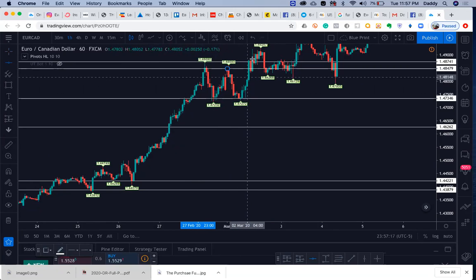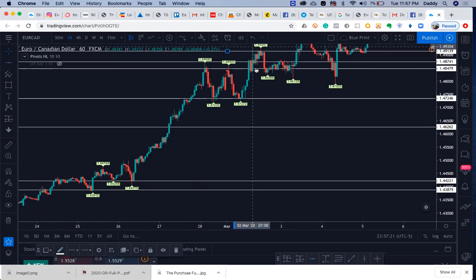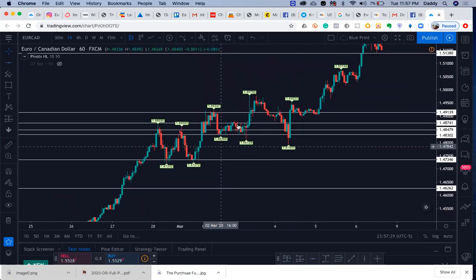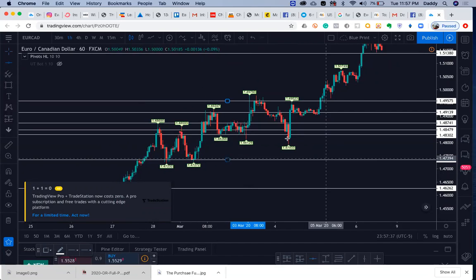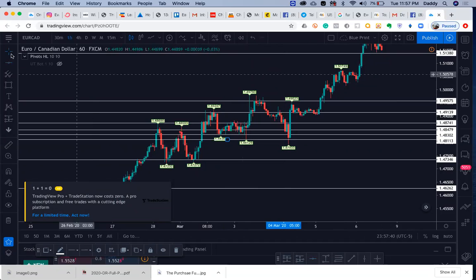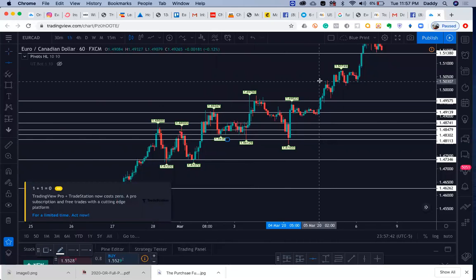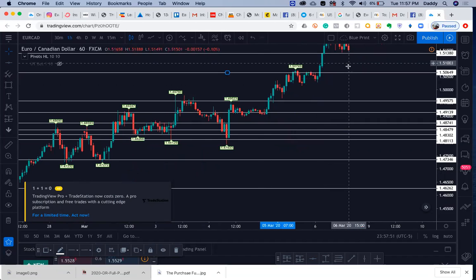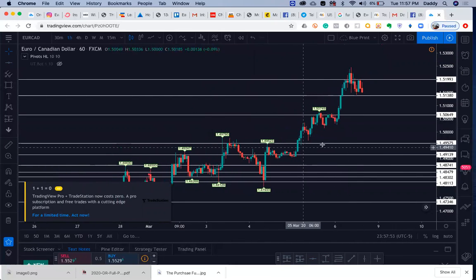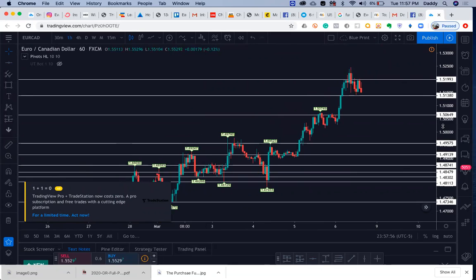Down, bam, put a line there. Up, there, put a line there. Down, put a line there. Then it goes back up, put a line there. It goes down, put a line there. And put a different color for the hour versus the day. You can if you want to. I'm not going to. I think that'll train your eye.